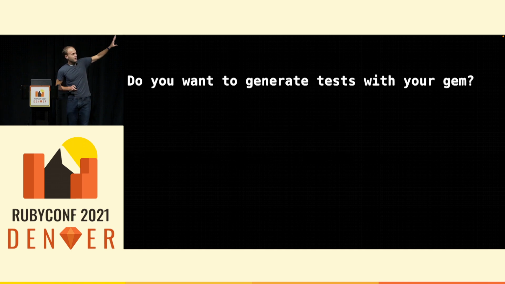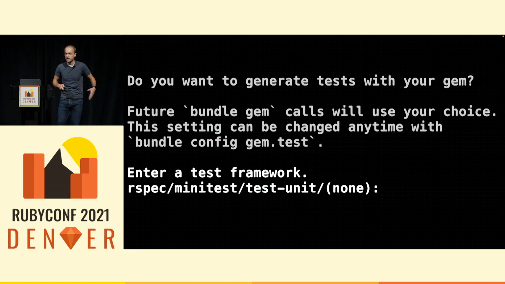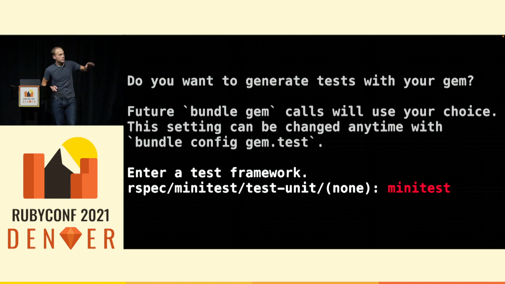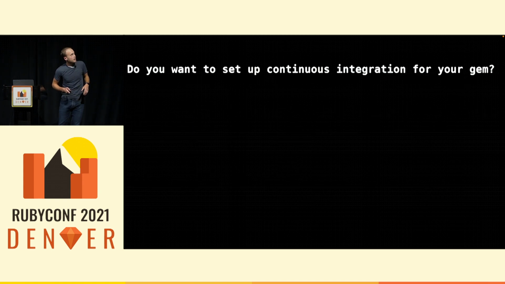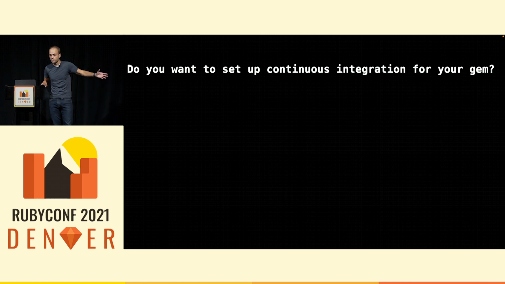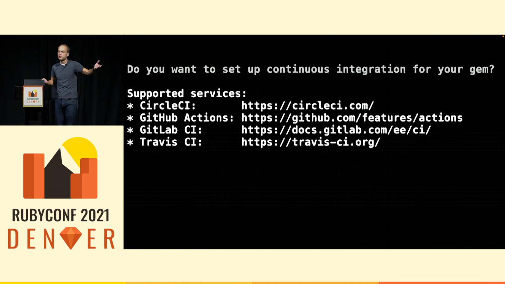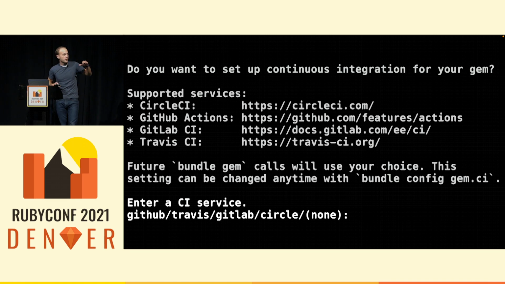It's kind of like an interactive fiction. It sets up like a text adventure saying, hey, do you want to generate tests? And you can pick out your test framework. So I'm here using Minitest. Do you want to have a continuous integration set up for your gem? And you can choose between all these different options. And I like to use GitHub Actions lately. It's very fast. All your code is in one place.